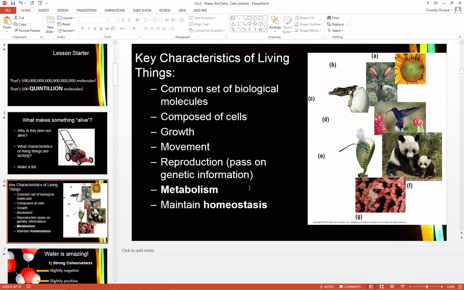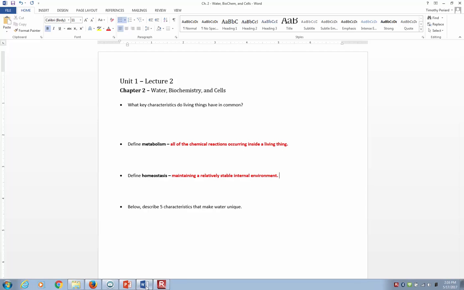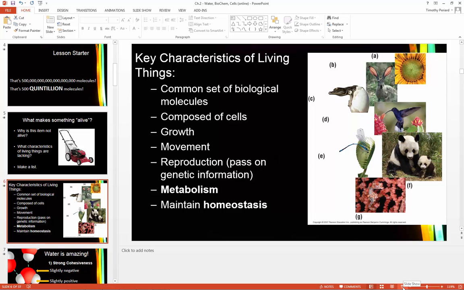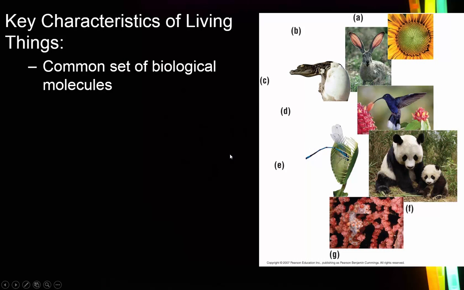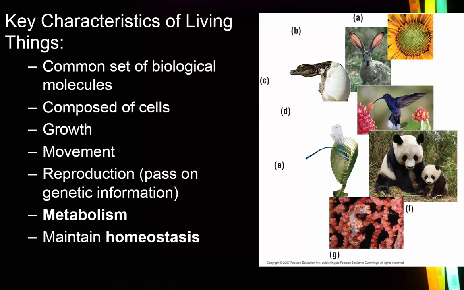And then homeostasis is basically defined as maintaining a relatively stable internal environment. So living things maintain a relatively stable environment inside of them. So I'll give you an example. With us, we want to maintain a stable body temperature. We don't want to get much above or below 98.6 degrees Fahrenheit, right? And so our body works to maintain this relatively stable internal environment, homeostasis of body temperature, that 98.6 degrees.